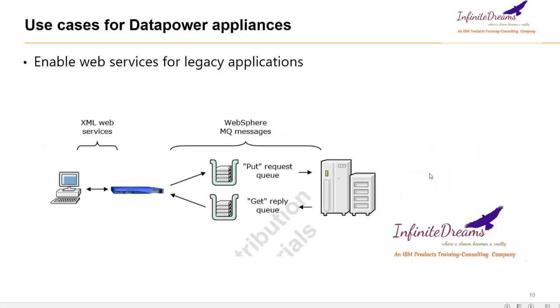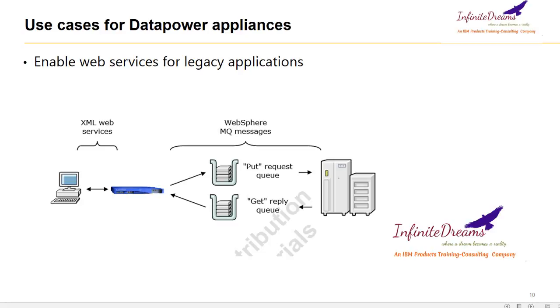Next, another use case comes when we want to integrate with some sort of legacy applications. As we know, legacy applications are quite old applications and are running in mainframe systems. In that case, since Data Power also works as an ESB, and as an ESB it works as a protocol bridger, it means you can convert one protocol to another protocol.